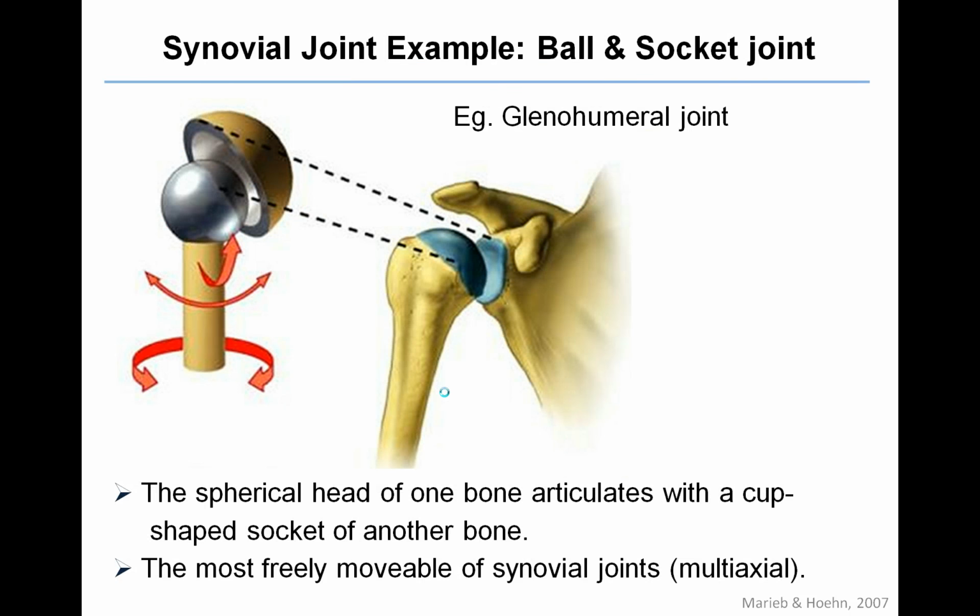The final example today of a synovial joint is the ball and socket joint. Ball and socket joints are extremely important in the body because they are the most highly mobile joint. They are able to move the joint in more than 3 planes. Here we can see an example, the glenohumeral joint. The glenohumeral joint or shoulder joint allows the head of the humerus to articulate with the scapula to allow an extremely high range of movement. Another example of a ball and socket joint is your hip joint.